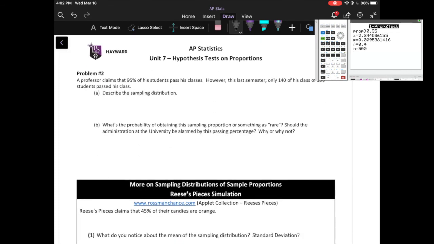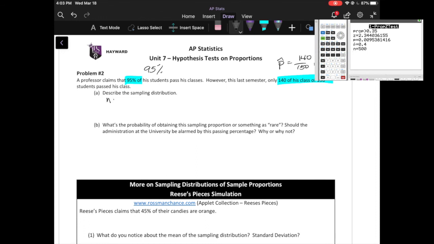We're almost done. Number 2. A professor claims that 95% of his students pass his class. However, this last semester, only 140 of his class out of the 150 students passed this class. Describe the sampling distribution. So we know that p naught is 95%. P hat is equal to 140 over 150, which is 93%.